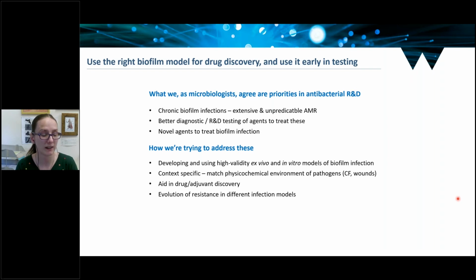So in my lab at Warwick, the ways we're trying to address these priorities really come down to developing and using these very high validity ex vivo and in vitro models of biofilm infection, trying to really build the appropriate physical and chemical environment that pathogens find in a particular infection context. And we think that this will really aid us in discovering new drugs or new adjuvants that could do things like help drugs penetrate biofilms. And something I haven't talked about today, but I'd just like to mention, is that we'd also like to use these models to look at how resistance evolves to the same drug in different infection contexts.